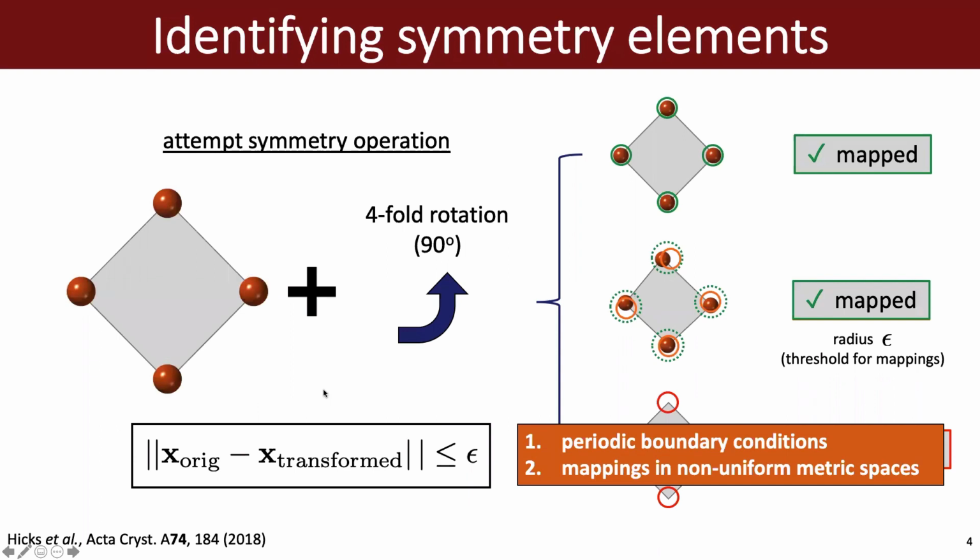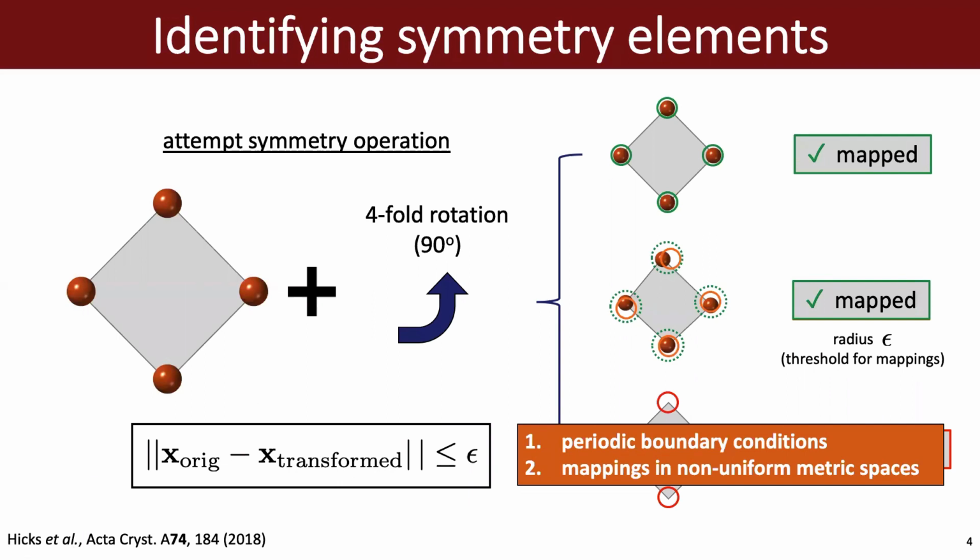In general, to determine whether or not we have a symmetry in our crystal, we need to compare the original atom positions to the transformed atom positions after we've performed the rotation. If we compute all of these pairs, so we compute the distances, and all of them are less than this epsilon, then we consider all of the positions mapped, and the symmetry is observed in our crystal.